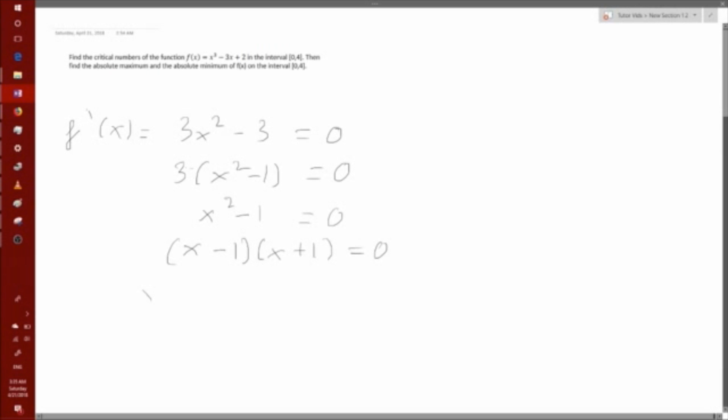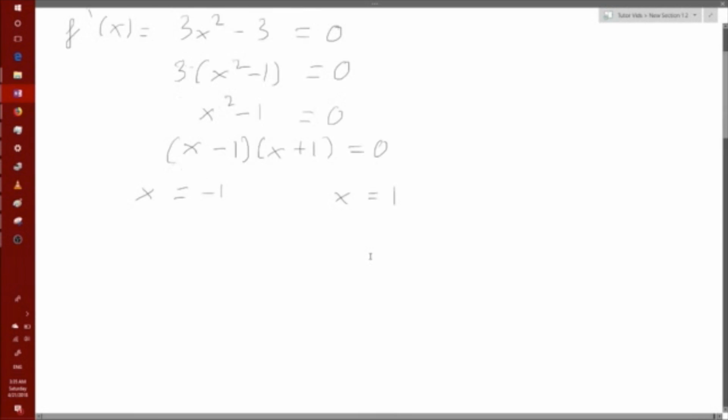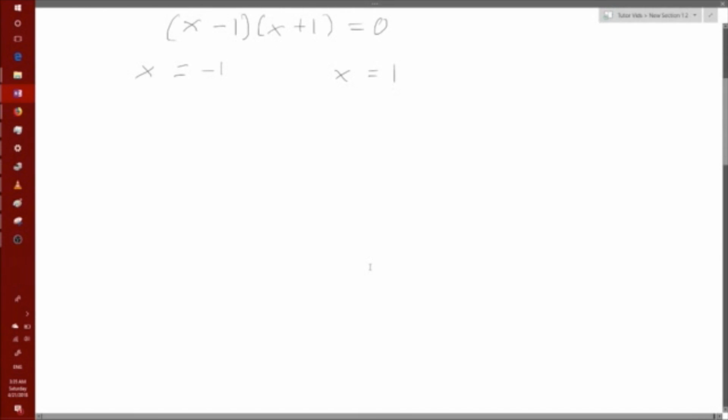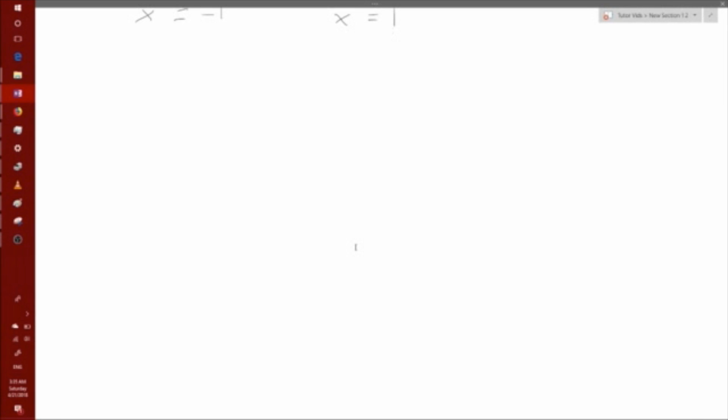Then we get two answers for x. x is equal to negative 1 and x is equal to 1. These are our two critical x values. Then after we find our critical values, we need to plug them back in to the original function to find the absolute maximum and the absolute minimum.